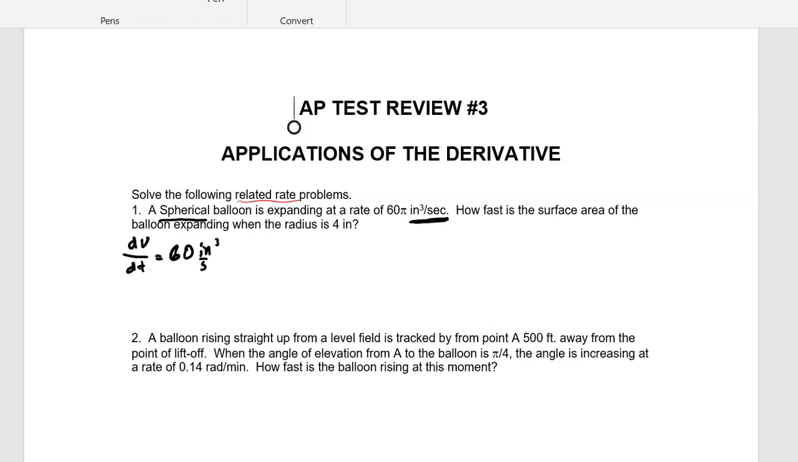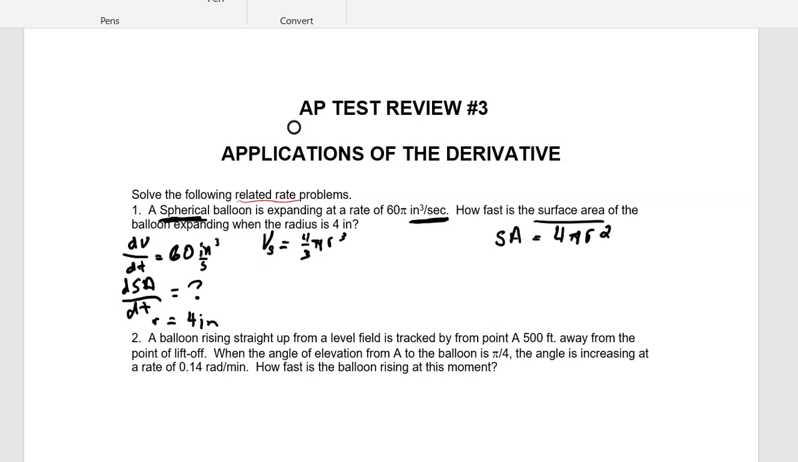The question then was how fast. We're also talking about the volume. When we look at this, volume of a sphere. So we know we're going to have to use the volume of a sphere, which is 4/3 pi r cubed. And the question is how fast is the surface area expanding? So what we're looking for is the change in surface area with respect to time. That also tells us we're going to need the surface area of a sphere when the radius is 4. So we're looking for that, and the radius is going to be 4 inches.